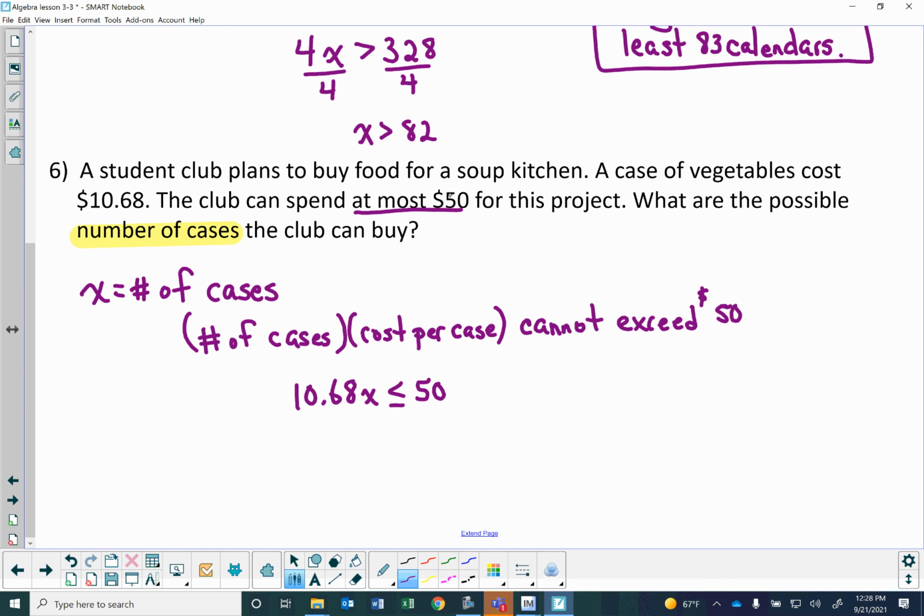Okay, so since they took X and multiplied it by 10.68, for us to solve this we're going to divide both sides by 10.68. And this is where having your calculator handy would be really helpful, because most of you probably cannot divide or do not want to divide this big giant fraction. So 50 divided by 10.68, and you're looking at this going, Mrs. Sheline, this is a very long decimal. You're right, it is a very long decimal. We get X is less than 4.68164794.